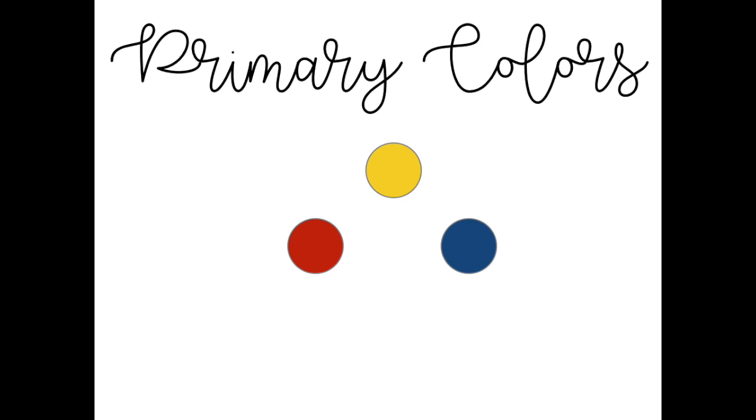Next, we have our secondary colors, which are obtained by mixing equal parts of primary colors. So we have orange, green, and violet. Mixing blue and yellow, you will get green. Mixing red and yellow, you will get orange. And mixing blue and red, you will get violet. And you have to make sure it is an equal combination of those two colors to get the secondary colors.